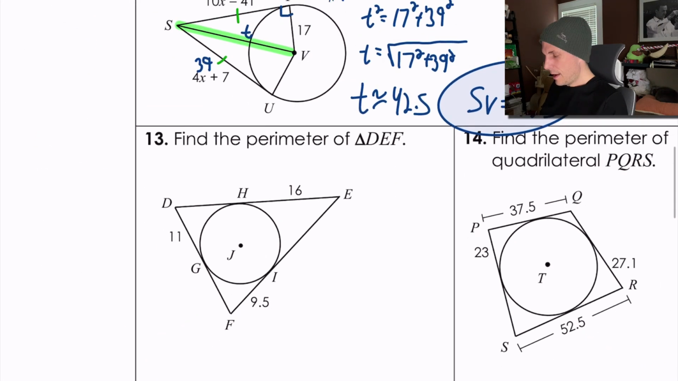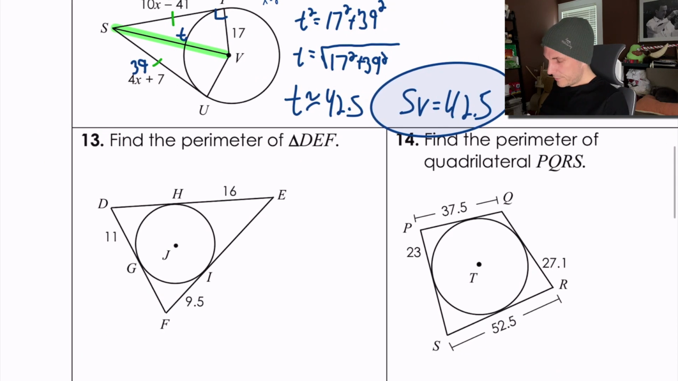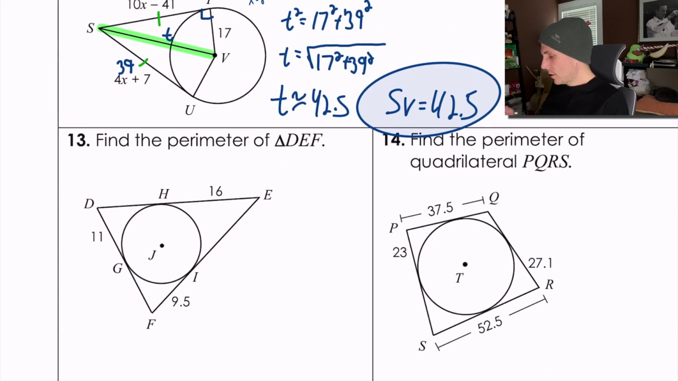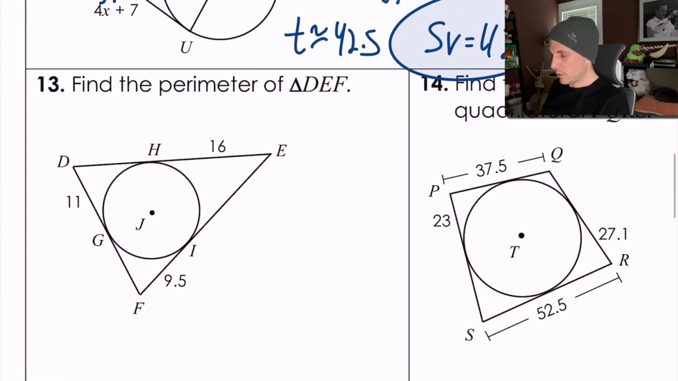All right, let's do one of these. Let's just do number 13 and call it good. So they want us to find the perimeter of triangle DEF. So why don't you pause the video and see if you can do this on your own. Just keep in mind that D, F, and E are all connected to tangent lines.